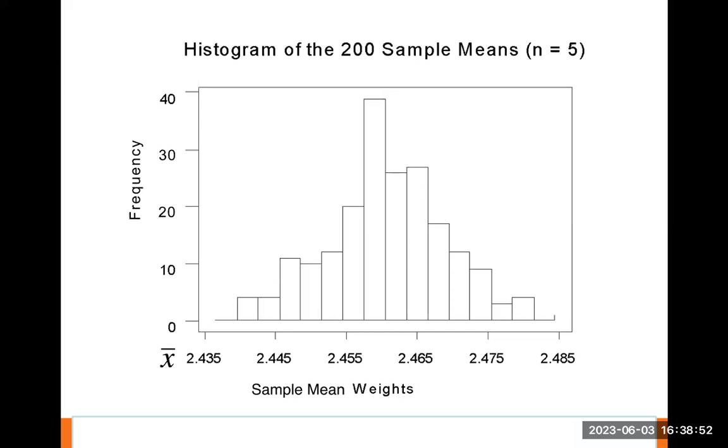Along the bottom here are the sample mean weights, and their frequency is on the side here. And then a lot of times they'll use this X bar notation because the random variable along the bottom here is the sample mean, and it's not just one individual value of X, but it's the sample mean of X. So that's a difference between these two distributions.